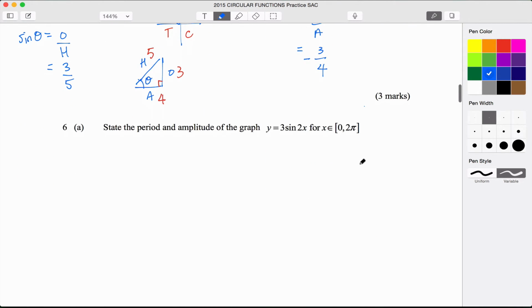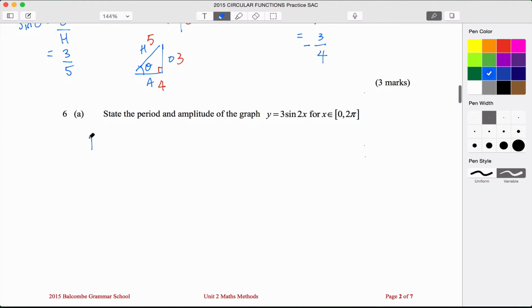Question 6. State the period and amplitude of this graph. The period is equal to 2 pi over n, which in this example is 2 pi over 2. n is this number here in front of x, and the period is going to be pi. Amplitude, we can read straight off this equation. It's the number in front of the sine, so it's 3. Amplitude. Oh, you know what I mean.